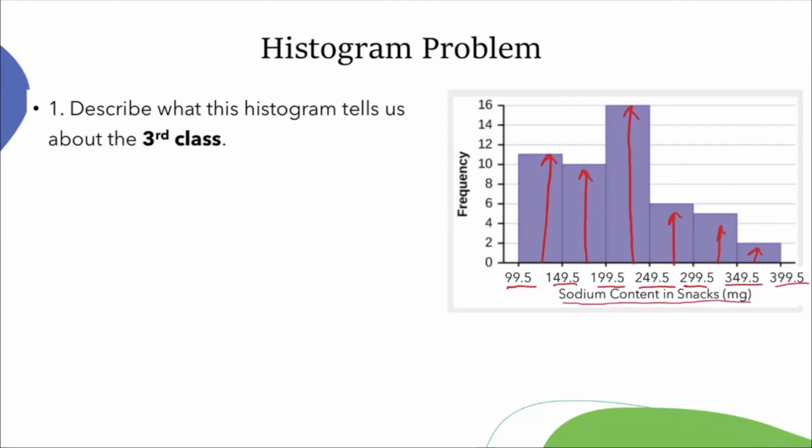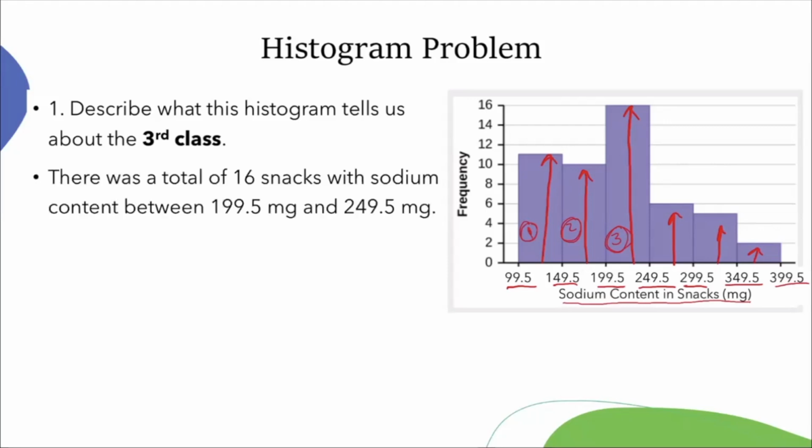Okay, so let's answer a couple of questions here. What does this histogram tell us about the third class? So let's start labeling from left to right the classes. The first class is the first bar, the second class is the second bar, the third class is the third bar. What is the histogram telling us about that third class? Well, it looks to be the highest frequency. So let's verbalize what it shows us. There are 16, because that's the frequency of that class.